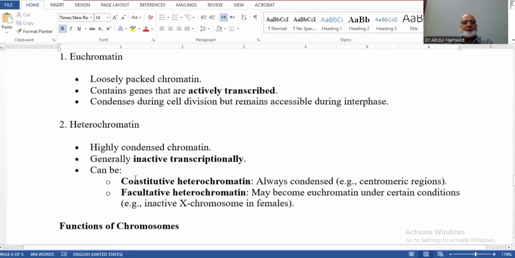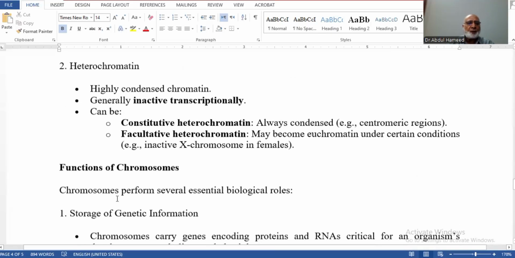There are two types of heterochromatin. Constitutive heterochromatin is always condensed, for example in the centromeric region. Facultative heterochromatin may become euchromatin under certain conditions, for example the inactive X chromosome: in one female, one X chromosome may be inactive, and in another female, the other X chromosome may become inactive.